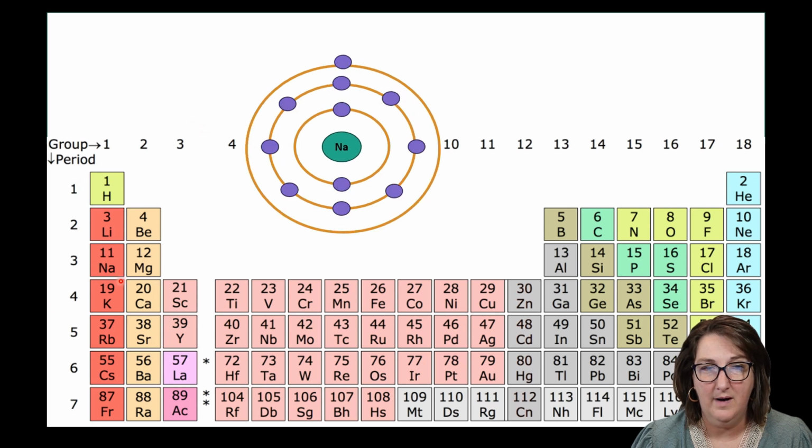Sodium is right here. So how many rings should sodium have? What period is sodium in? Sodium's in period 3. So I should have 3 rings, and I do. Sodium is also in group 1. So group 1 means I have 1 valence electron, and I do.